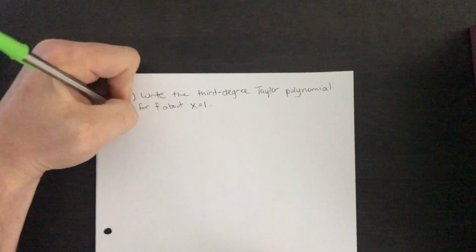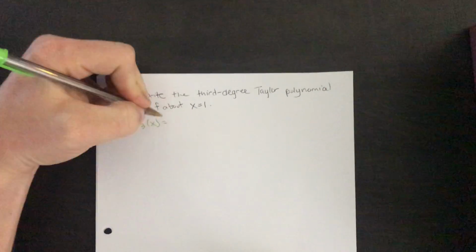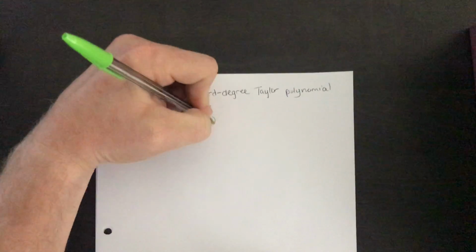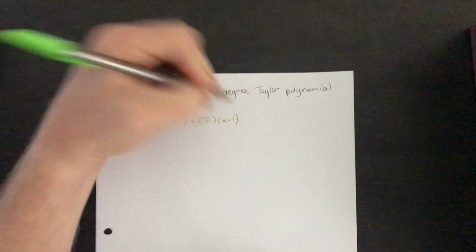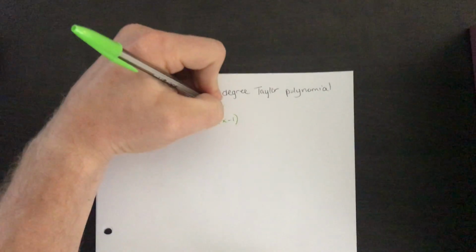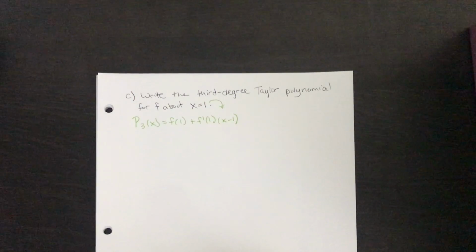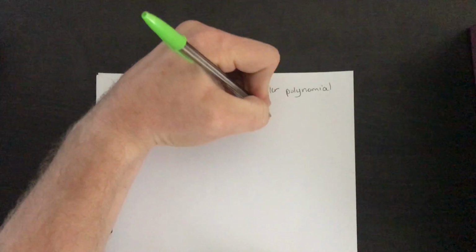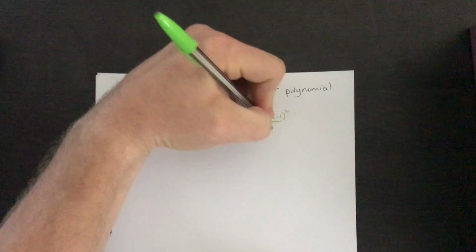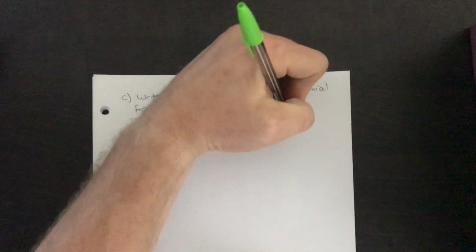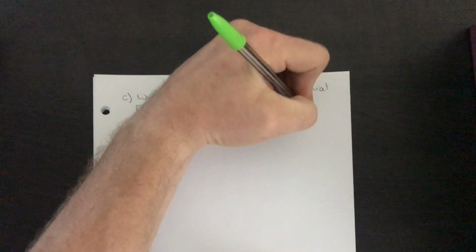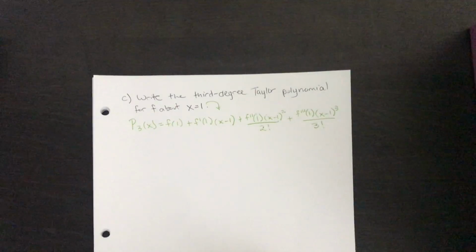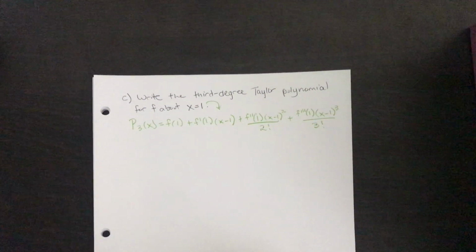We're good to go. We just need p sub 3 of x equals f of 1 plus f prime of 1 times not just x, but x minus 1. So that's something important to notice, is that when we change our center, we need to change how we look at x. Plus f double prime of 1 times x minus 1 squared over 2 factorial. And we're only up to a second degree, so I need one more term. F triple prime of 1 times x minus 1 to the third over 3 factorial. And there you go, we have it. But we got to find all the pieces and plug them in.